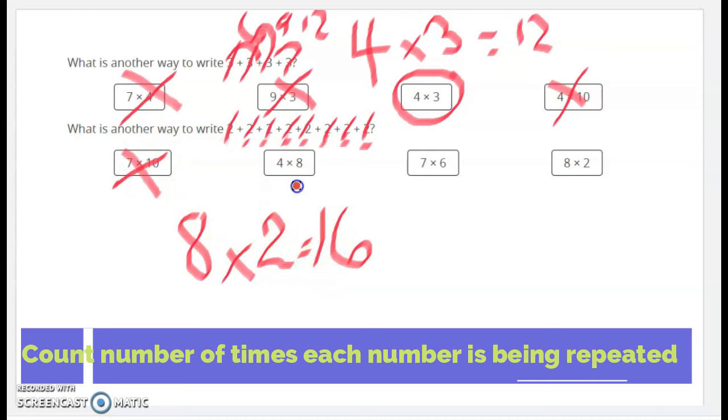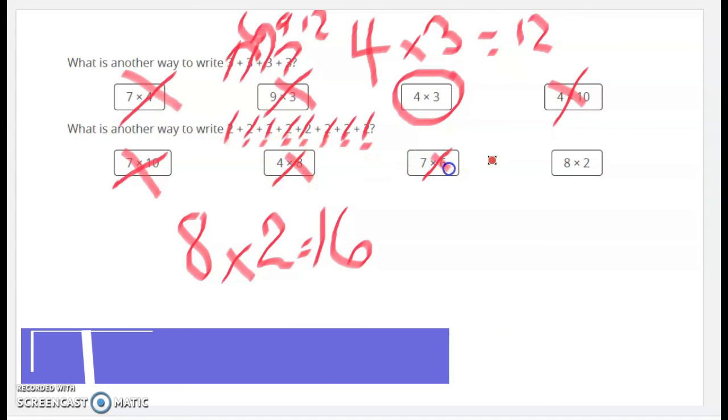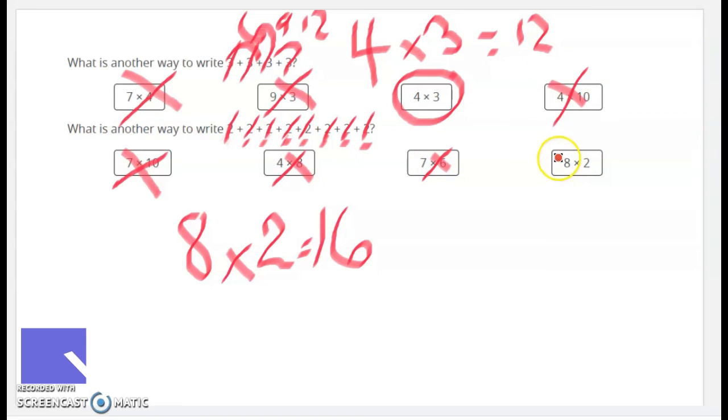7 times 10? No. 4 times 8? No. 7 times 6? No. 8 times 2, that is the correct answer for this equation.